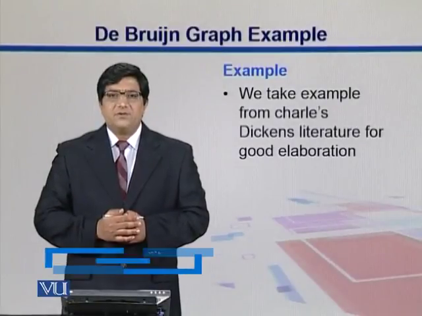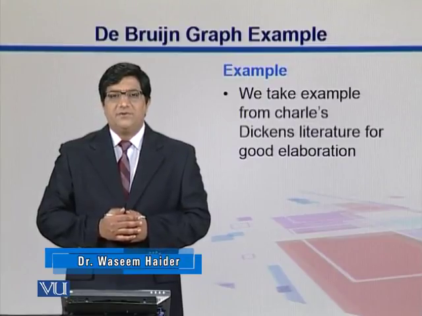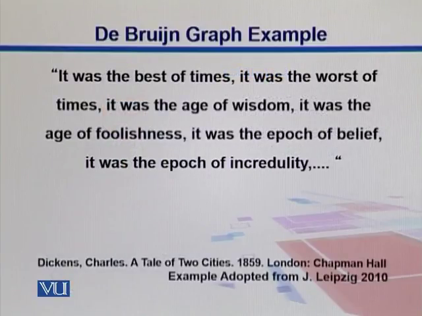Let's elaborate on de Bruijn graphs more with this example, which we derived from the literature coming from Charles Dickens. This is from his novel A Tale of Two Cities, written in 1859. The passage is something like this. Why do we put it here? I've gathered the example from different literature, where people use it to elaborate on de Bruijn graphs. Here we have repetitions, so we can have repeats in this example.